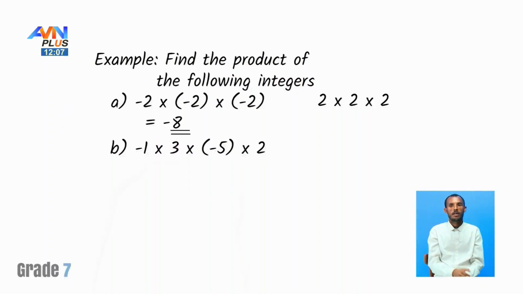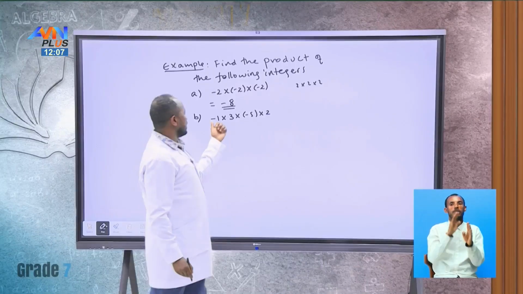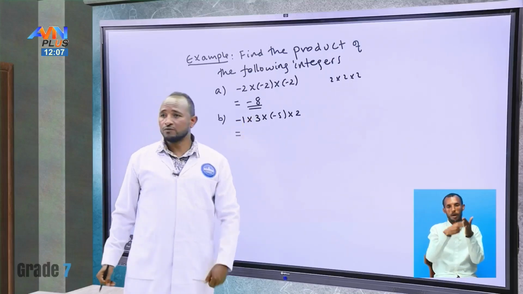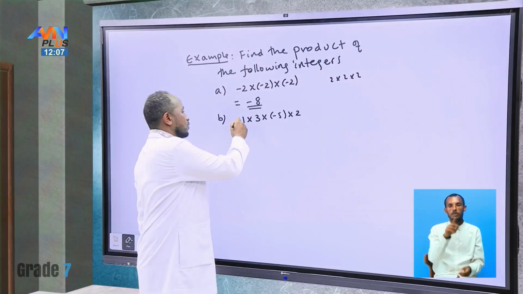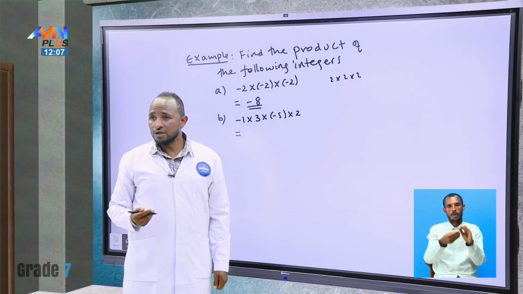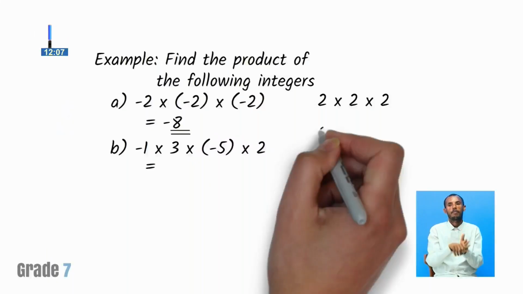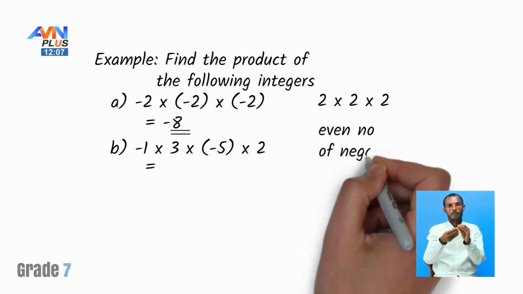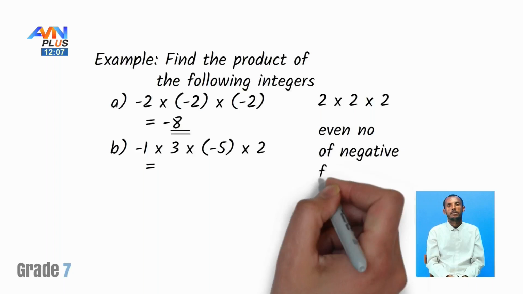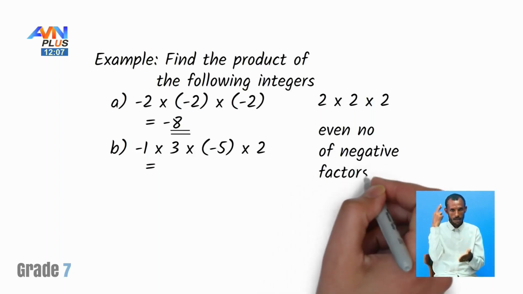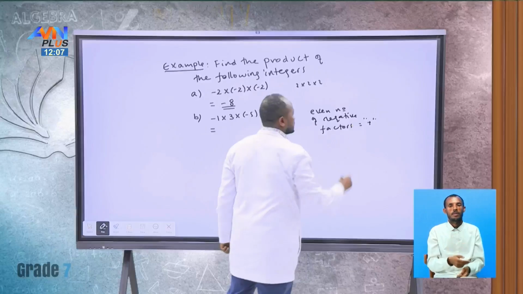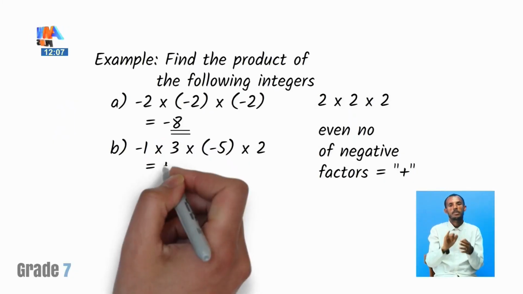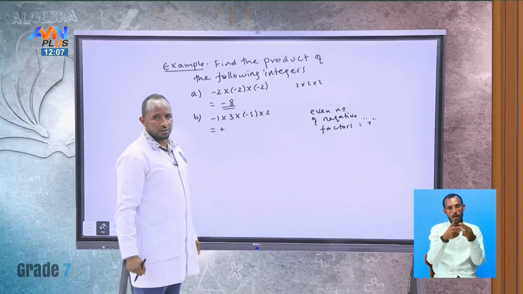Here, first, let's find the sign of the product. Let's count the number of negatives. You have 1, 2, only 2 negatives, an even number of negative factors. So in this case, the sign of the product is positive. Therefore, the sign of the product of these numbers is positive, and then let's multiply the numbers.